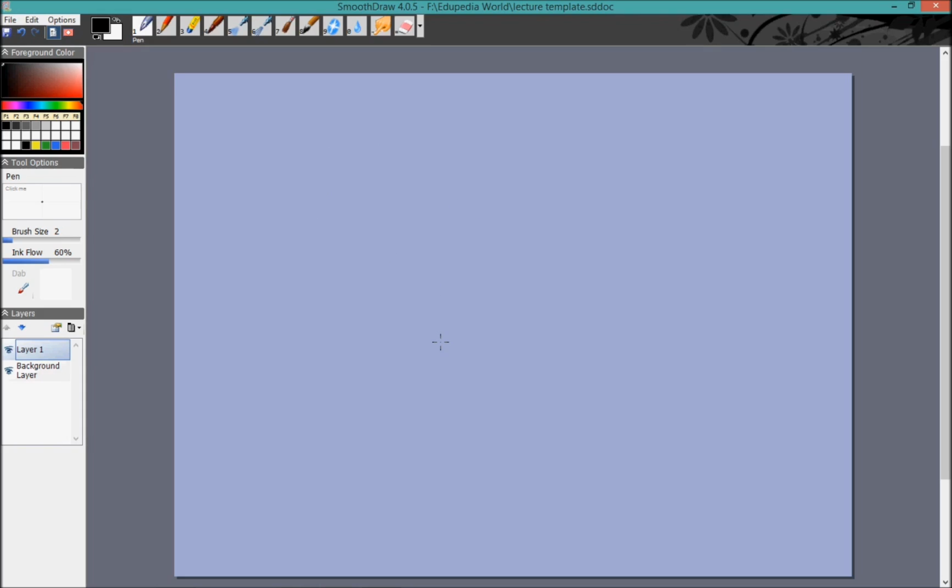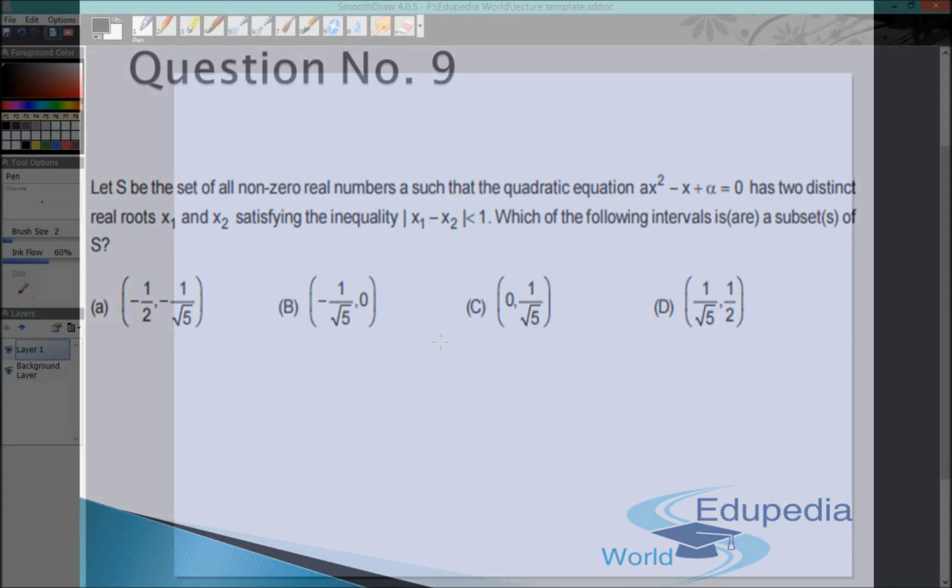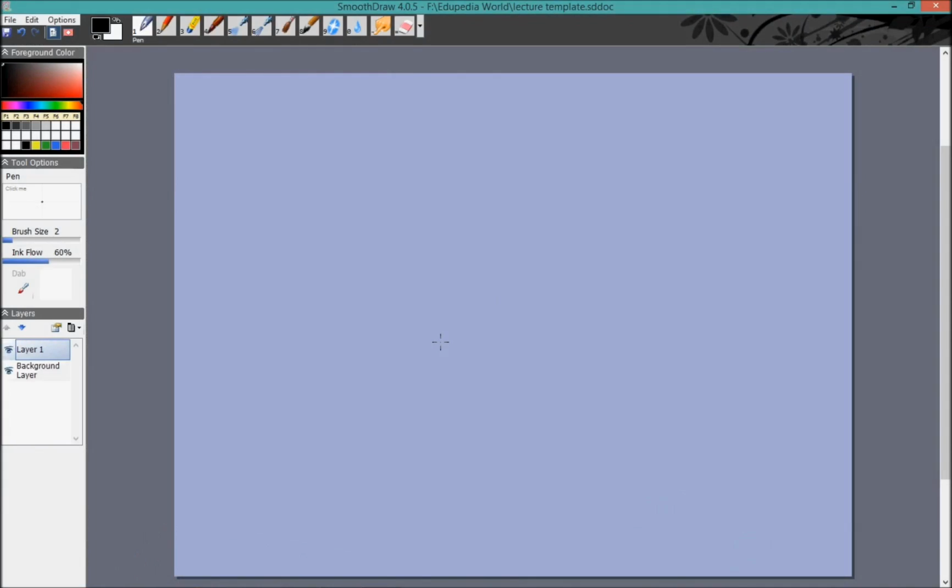Now we are moving on to the next section of objective questions. So the first question is, let S be the set of all non-zero real numbers alpha such that the quadratic equation alpha x squared minus x plus alpha equals 0 has two distinct real roots, satisfying the inequality mod x1 minus x2 less than 1. And we want to basically find out the interval.